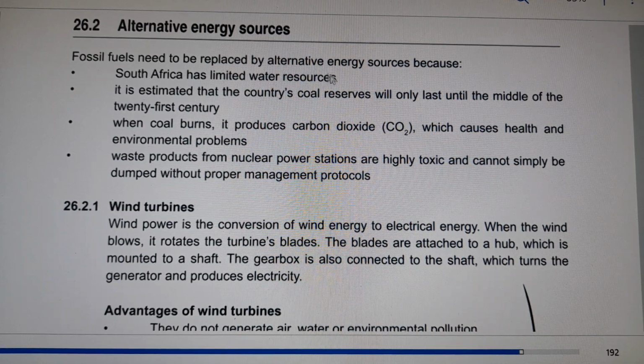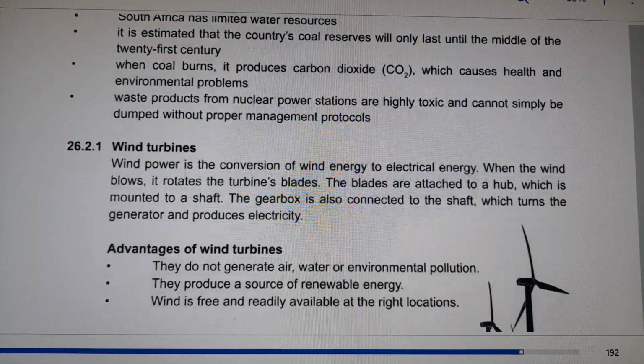So you need to know this reason: because of limited water resources, as well as limited coal reserves, and the coal produces carbon dioxide, which is not good for our health and environment. And the waste product from nuclear must be treated properly. Okay, now what are the alternative solutions that we have?